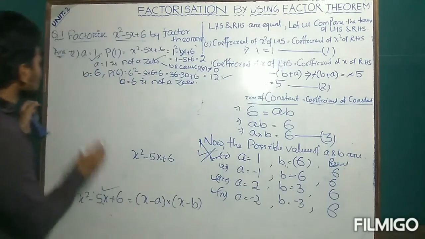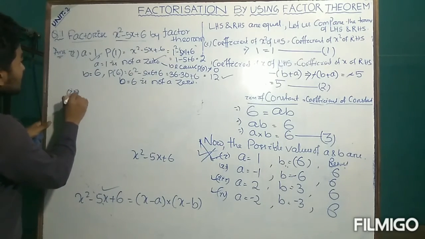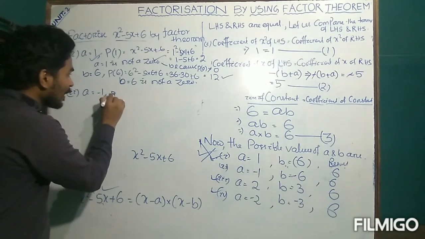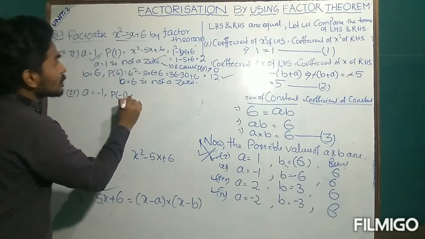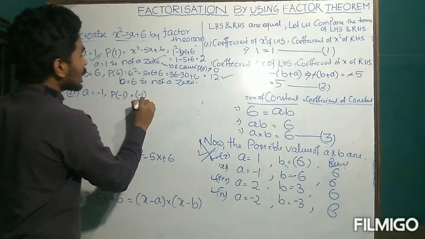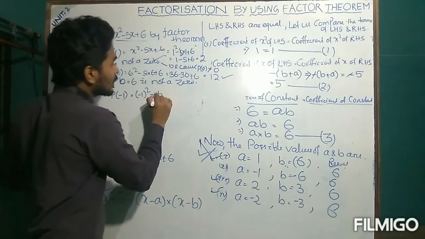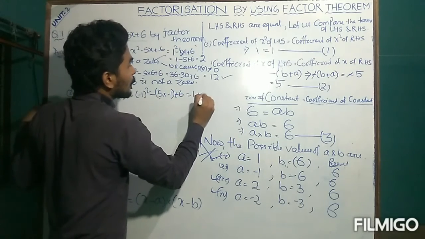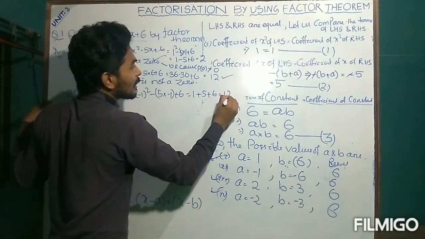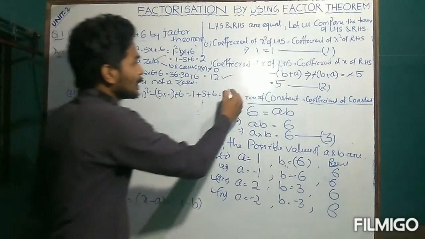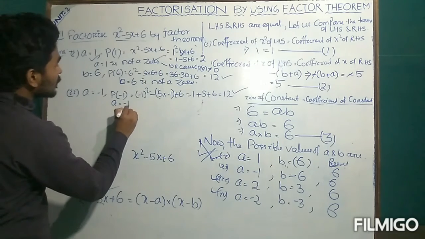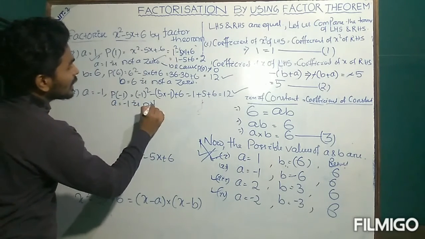Let us check assumption 2. In assumption 2 we have a is equal to minus 1. So now we have to again find the value of the remainder p of minus 1. Then it will be minus 1 square minus 5 into minus 1 plus 6, which is 1 plus 5 plus 6, that is 12. Did we get 0 in the remainder? No. So a is equal to minus 1 is not a 0.